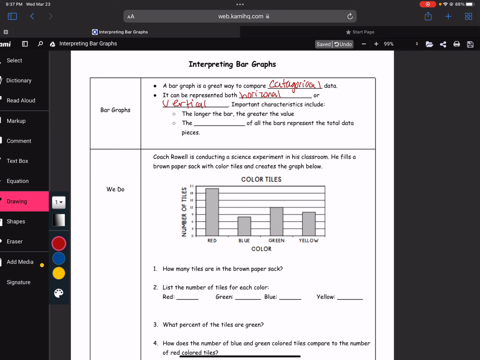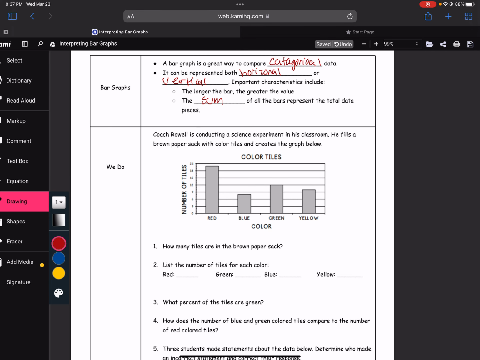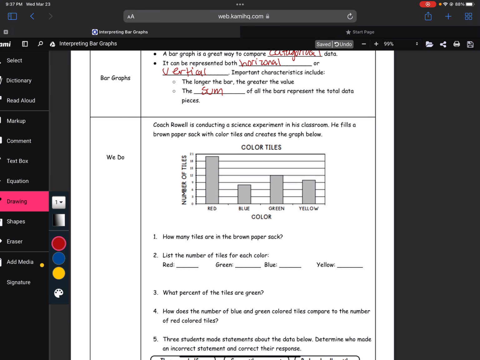Important characteristics include the longer the bar, the greater the volume, and the sum of all the bars represents the total data pieces. So really quickly, I'm going to begin, kind of like I showed you guys, to always put your totals at the top of your bar graphs. So that's the first thing we do. And then we're going to read: Coach Rowell is conducting a science experiment in his classroom. He fills a brown paper sack with colored tiles and creates the graph below.